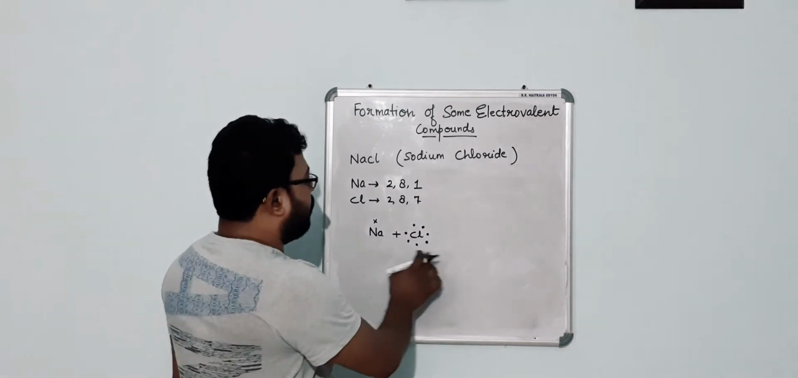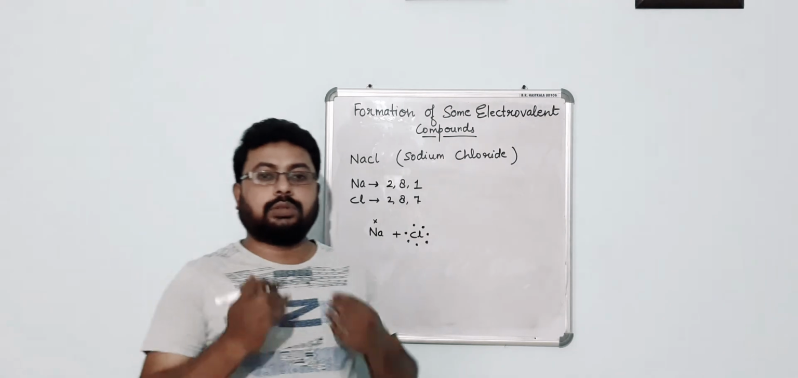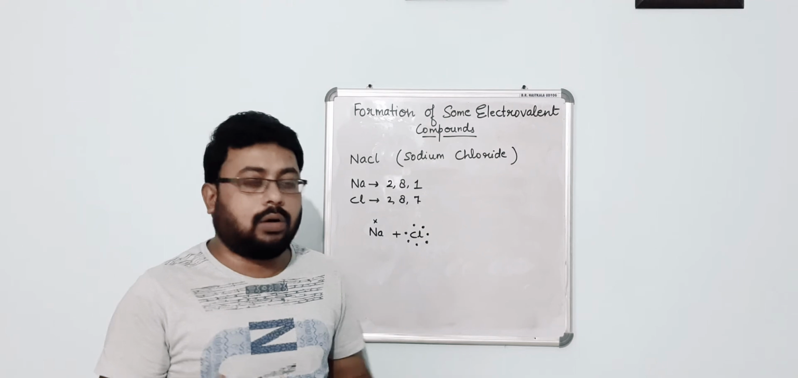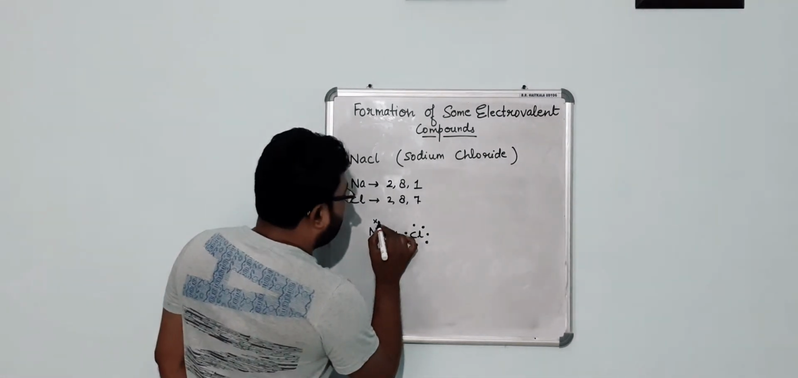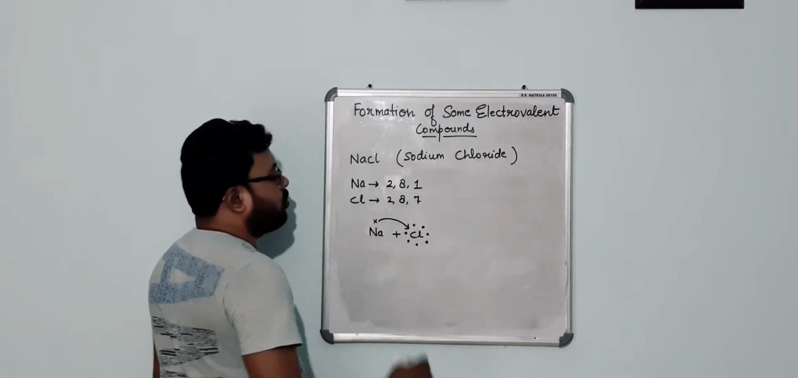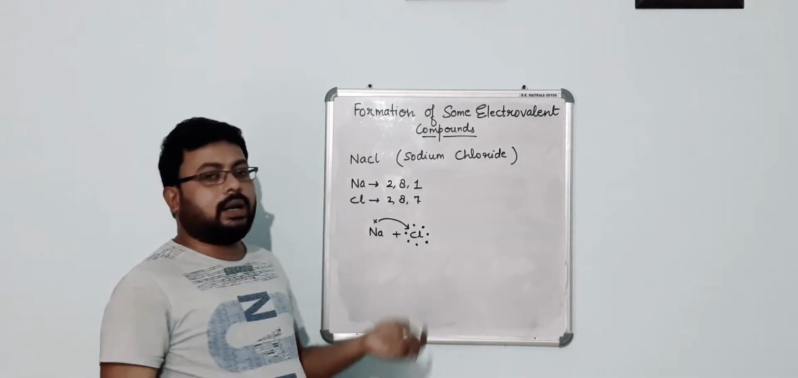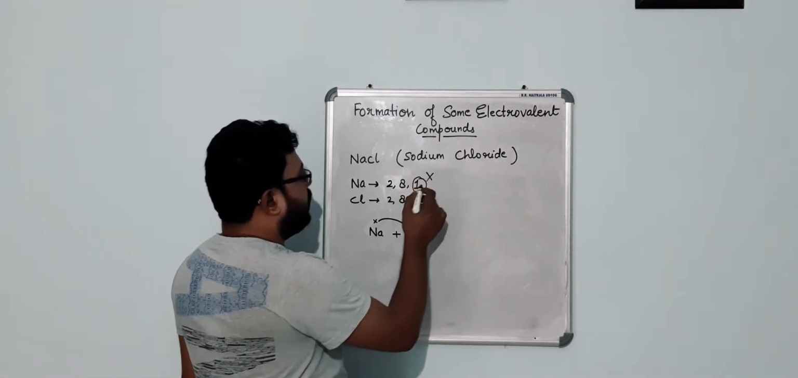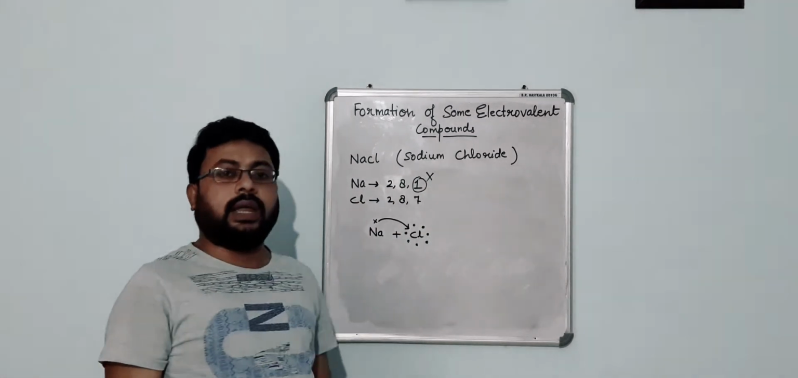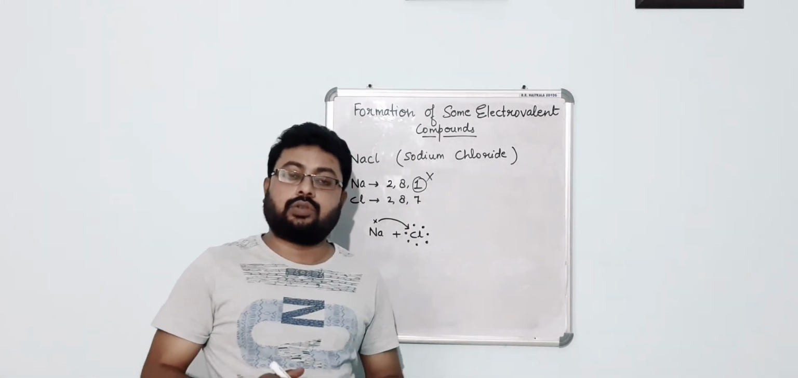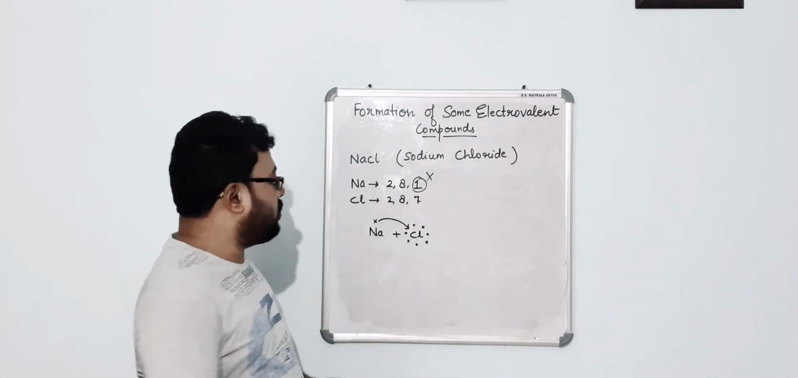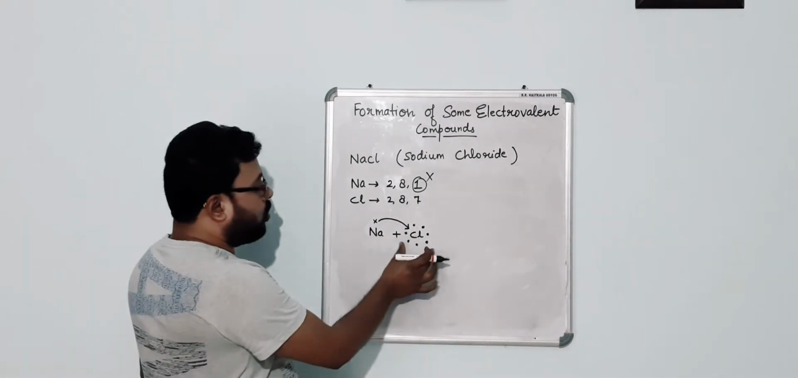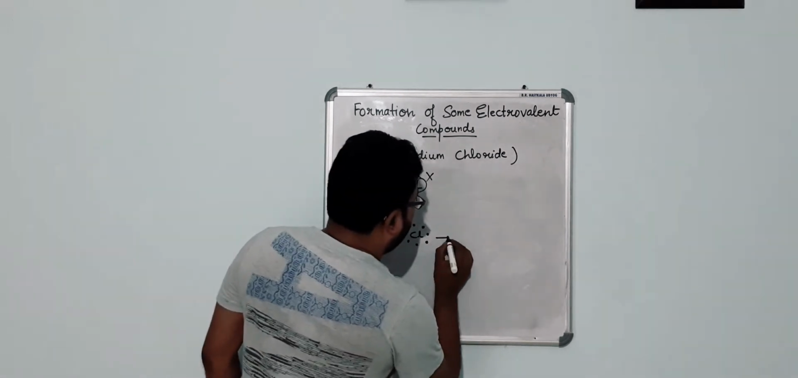Now what will happen when they both combine? They both will get a chance to become stable. How? Sodium will donate one electron to chlorine, because it has one electron in its outermost shell. If this one electron is donated, then it has 8 electrons in its outermost shell, and sodium will become stable. So that's why it will donate one electron to chlorine. And now chlorine will gain this electron. Now what will happen?